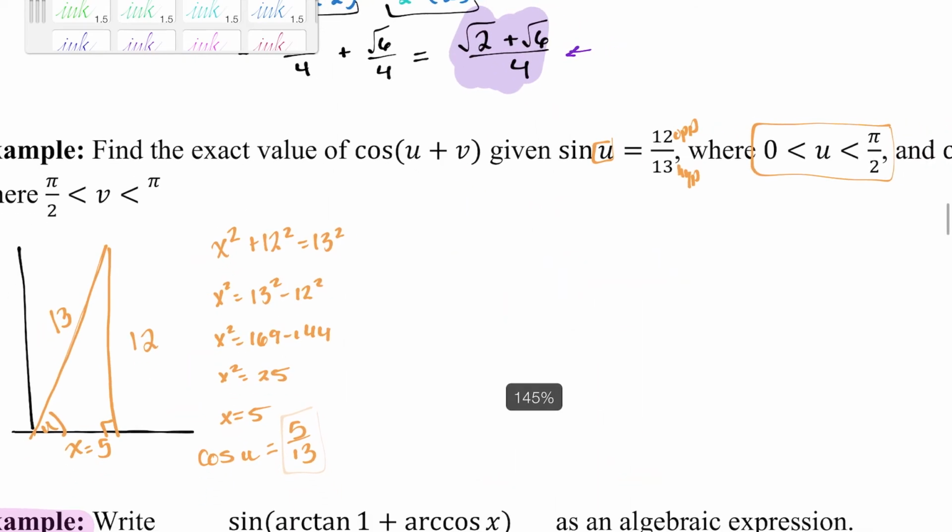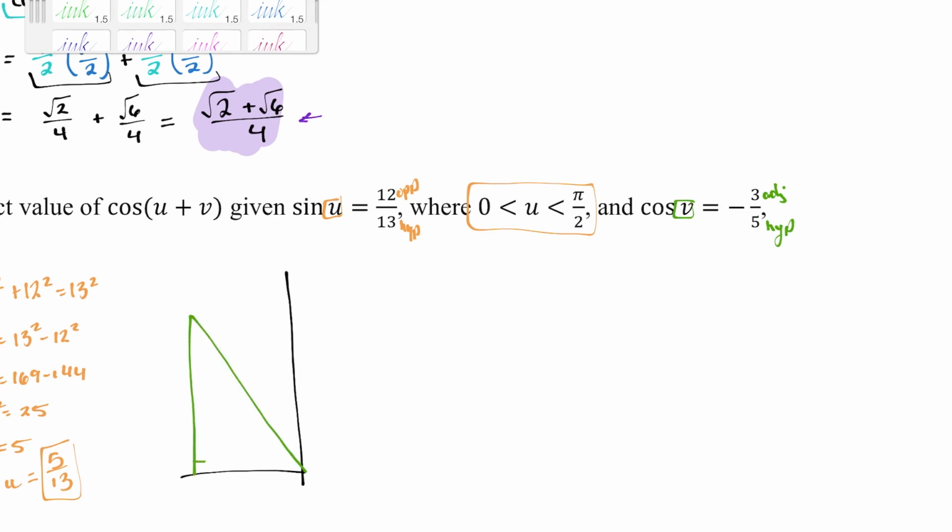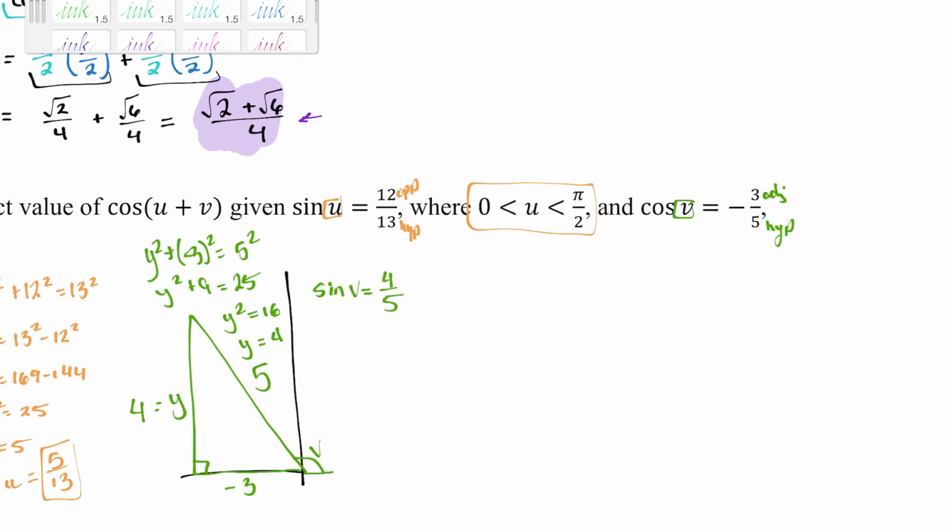Now I'm going to do the same thing for v. So v, they tell me, is between pi over 2 and pi, and I did a typo here too. So that means if it's between pi over 2 and pi, then it's going to be in the second quadrant. If you feel up to it, you can totally pause this video and draw out to figure out what your missing leg is going to be for angle v, and then compare with what I get. And so I found my sine of v to be 4 over 5. So my opposite over my hypotenuse for angle v.